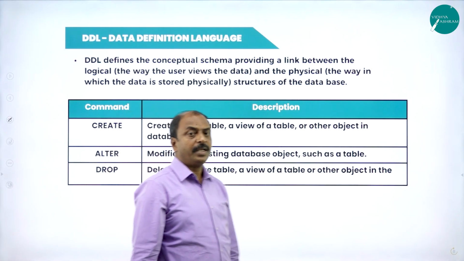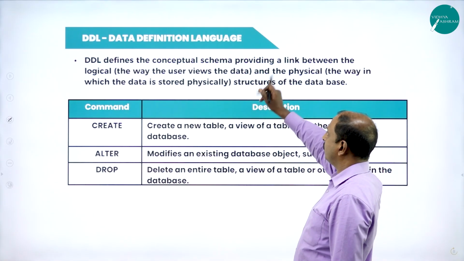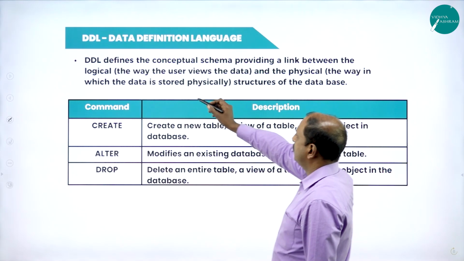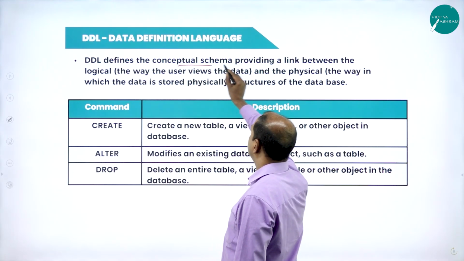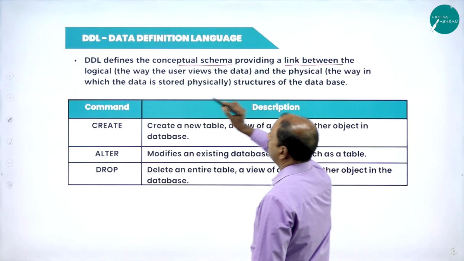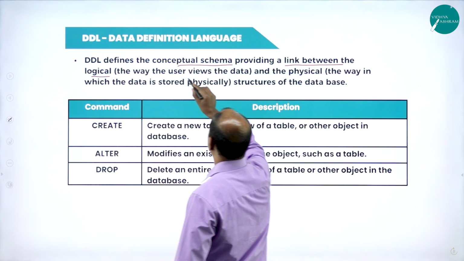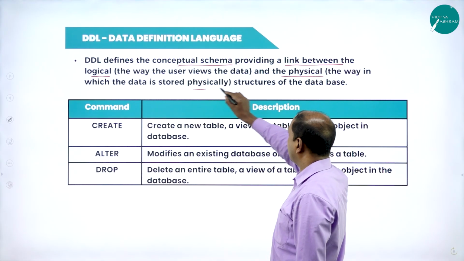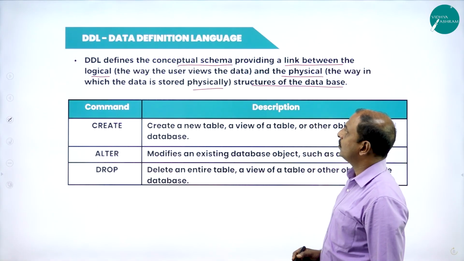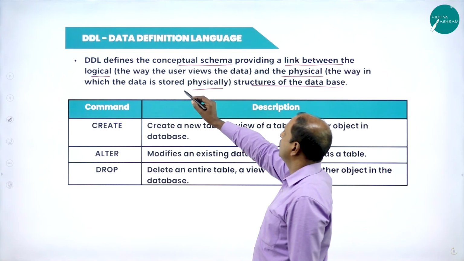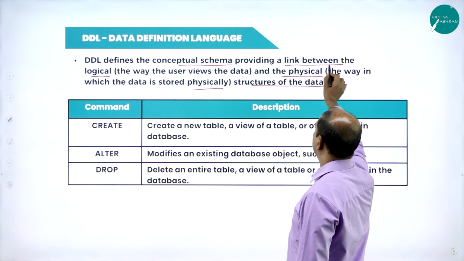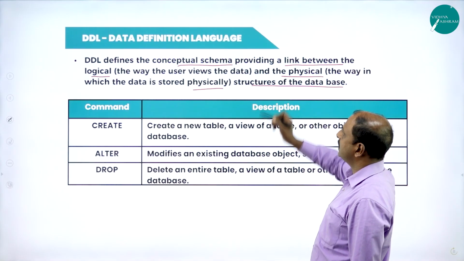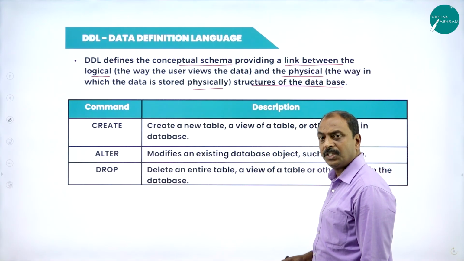In the next slide, we will see the definition of DDL, or data definition language, commands. DDL defines the conceptual schema, providing a link between the logical view, the way the user views the data, and the physical view, the way the data is stored in the physical structures of the database. So that is the definition of DDL, data definition language.